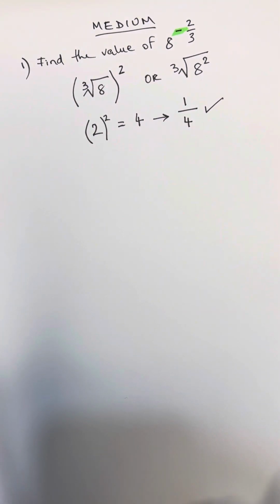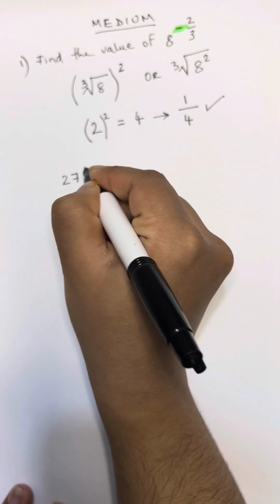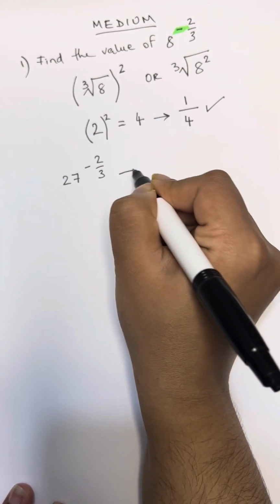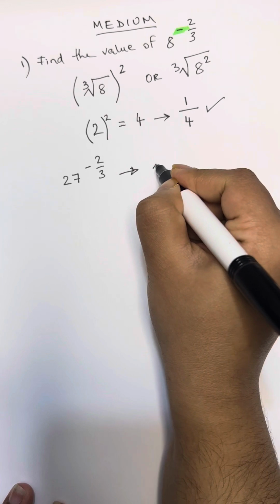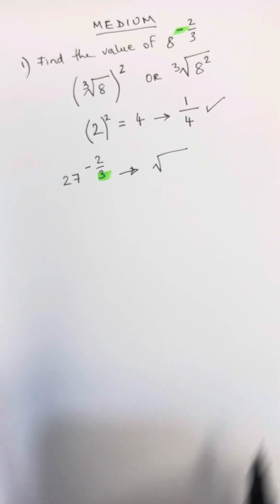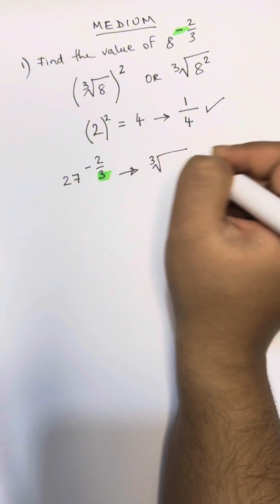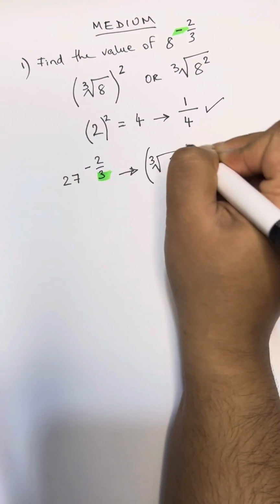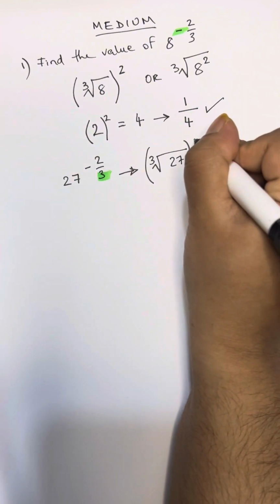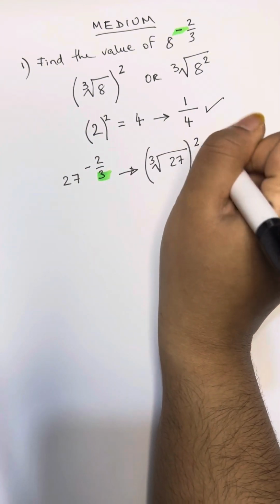So let's try to do another one together, which is find the value of 27 to the power of minus 2 over 3. So how would you do this? Again, the same way that we learned. So we're going to have a square root. The denominator is going to go at the front of the square root. Always remember, the denominator goes at the front of the square root. So it's going to be 3. And we have 27 here. So cube root of 27, sorry. And a 2 goes outside the bracket because the numerator always goes outside the bracket.